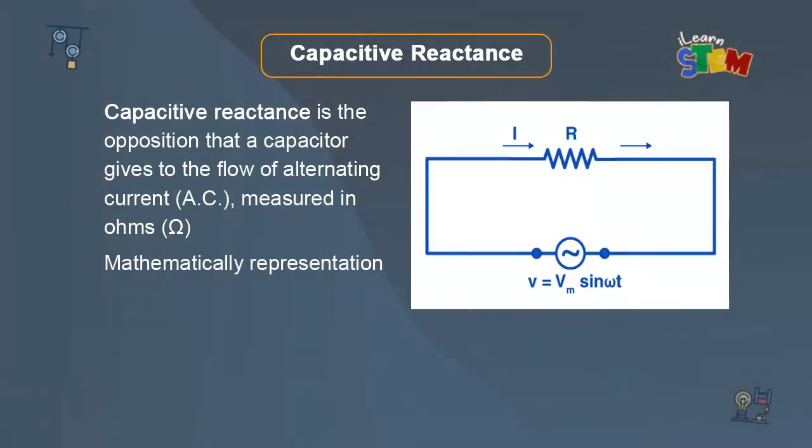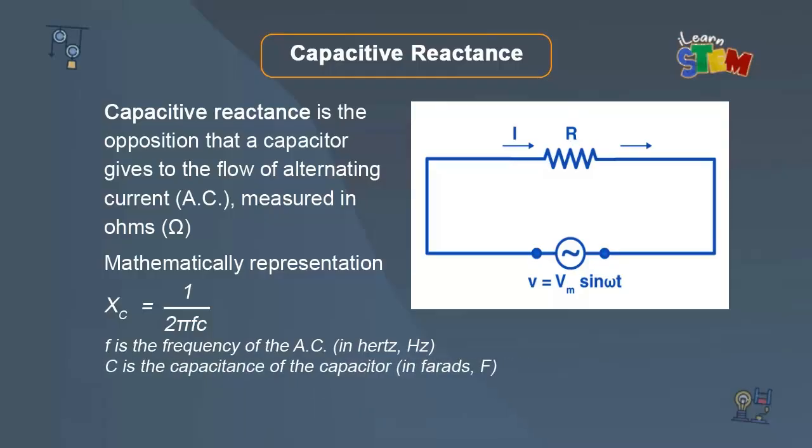The formula for capacitive reactance is: XC equals 1 divided by 2 times pi, times the frequency, times the capacitance, where F is the frequency of the AC, measured in Hertz. C is the capacitance of the capacitor, measured in farads. And XC is the capacitive reactance, measured in ohms.